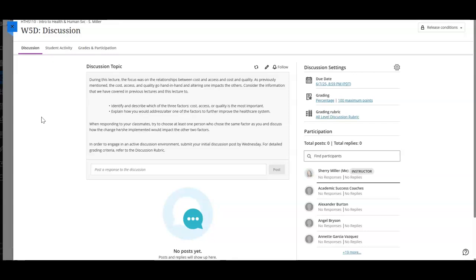So we want to consider the information we've covered in previous lecture and this lecture to address these two prompts in your discussion. First, identify and describe which of the three factors, cost, access, or quality, is the most important. That may be difficult. Explain how you address or alter one of the factors to further improve the healthcare system.